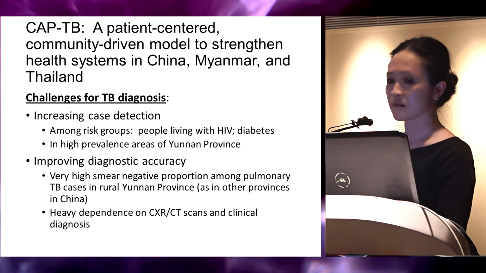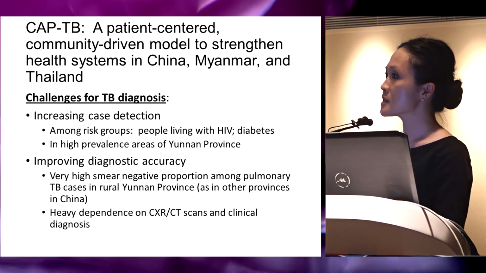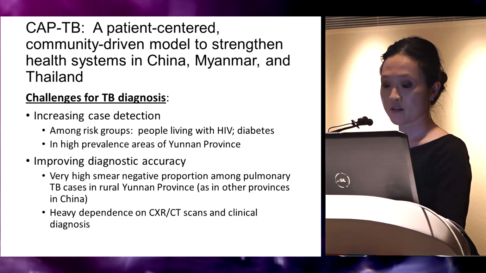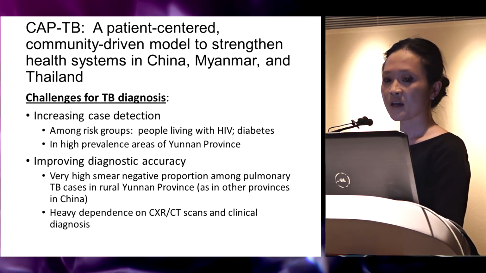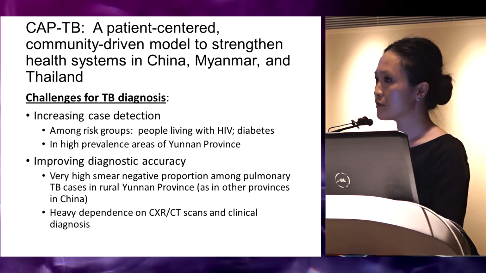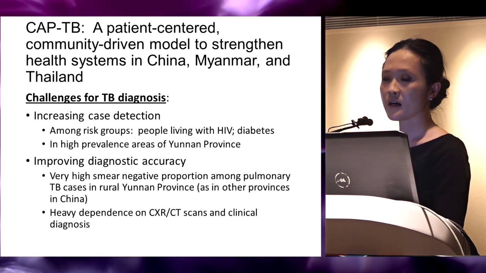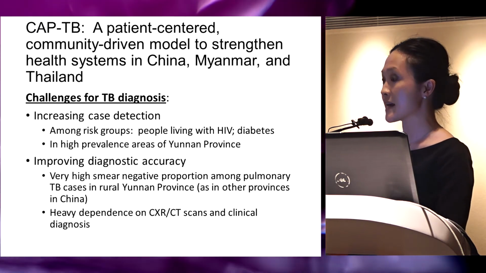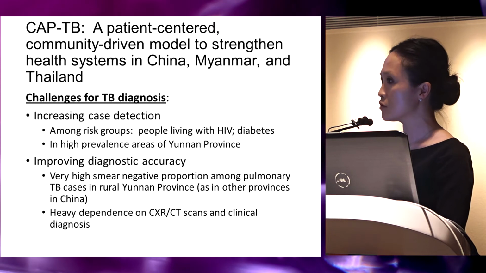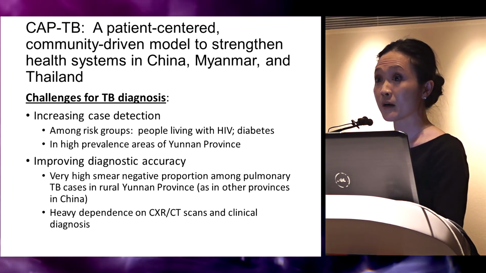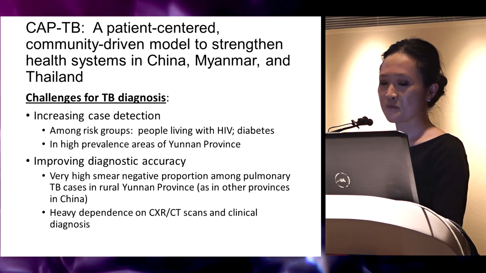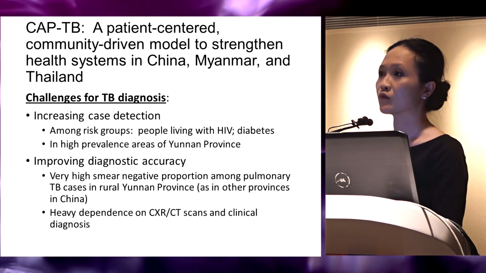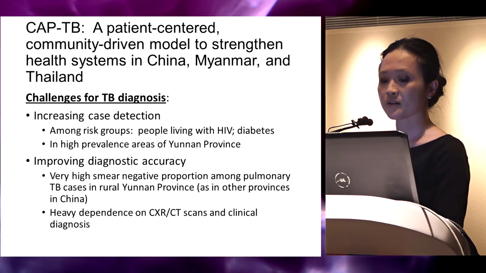One is to improve case detection among specific risk groups, specifically people living with HIV and diabetics, as well as in high prevalence areas of the province, Yunnan province. The second major challenge is to improve diagnostic accuracy. As in many other places in China, there is a very high smear-negative proportion of cases among pulmonary TB patients in rural Yunnan. It's actually a very complex problem, which I think will require quite a lot of work to solve, but this is actually one of the main challenges that we face.